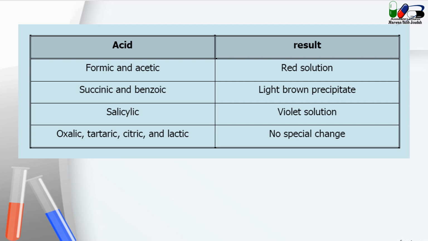For succinic acid, it would be a light brown precipitate. So here the work will be on the color only. I add the ferric chloride solution after making it neutral, and then cool it down. In the end, I must get red if it was formic or acetic acid, or a light brown precipitate if it was succinic or benzoic acid, or a violet solution if it was salicylic acid, etc.